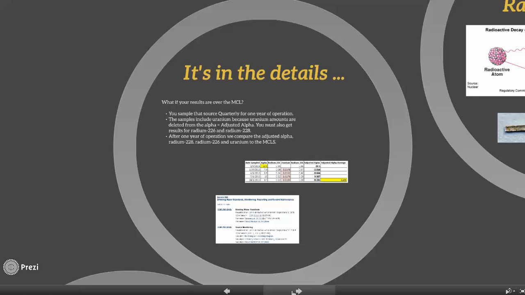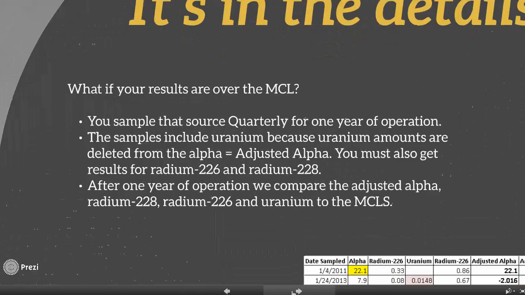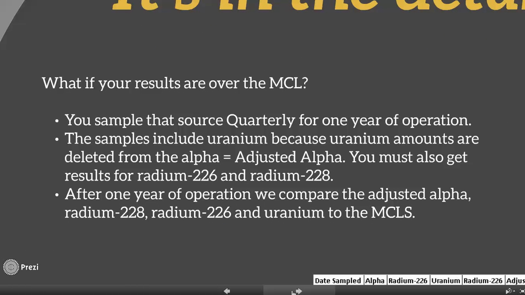Okay, so what happens if your results are over the MCL? Let's go into some gory details. Let's say you got an alpha result that was 20 picocuries per liter. So what you would do is you would get a letter from me requiring you to sample for RADs for an entire quarter. And what I need is results for everything. I need uranium, radium-226, radium-228, and gross alpha.